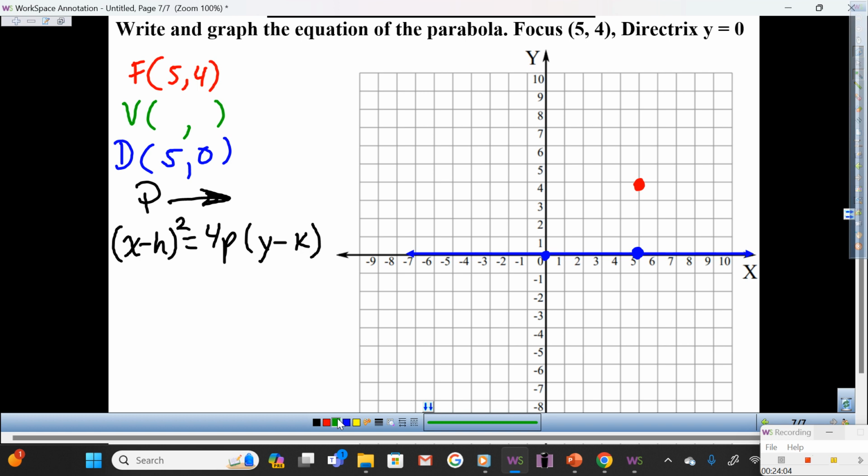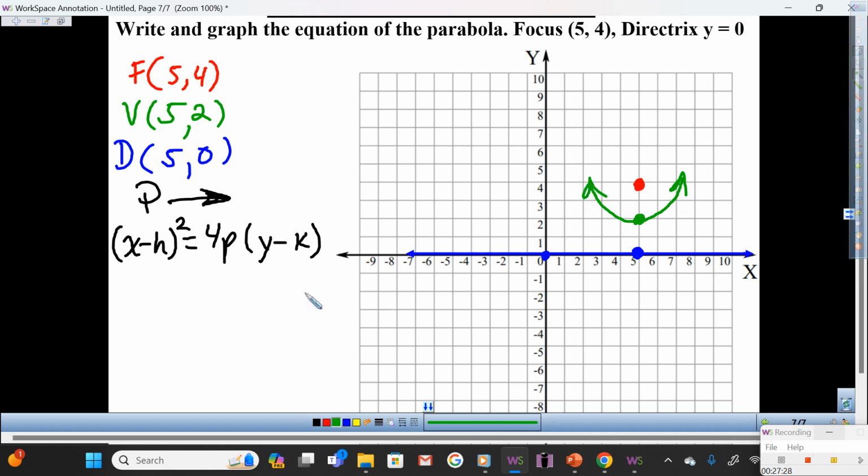What'd you get for your vertex, Danelli? 5, 2. Hands if you got that. That is correct. So write that in here, 5, 2. And now we can graph our parabola. Is it going left, right, down, or up? Everyone? Up. That is correct. So we're done with our graph.